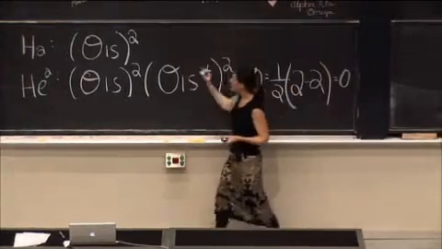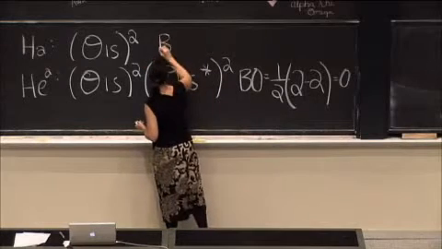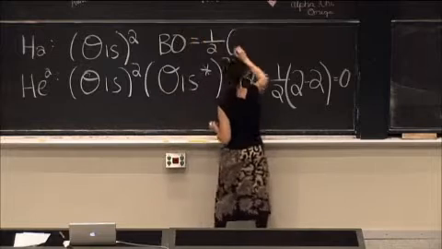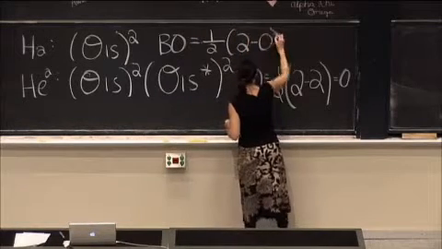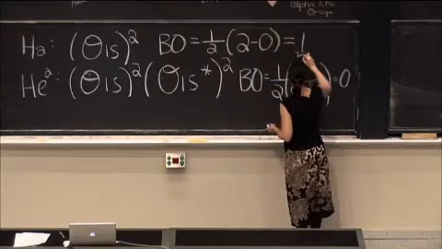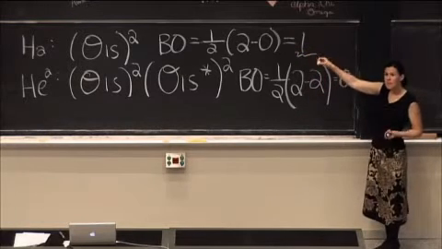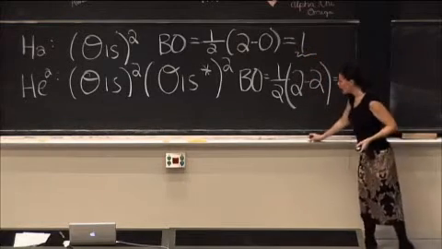Let's look at hydrogen. For hydrogen, our bond order is going to equal 1/2 times 2 minus 0. So we would predict a bond order of 1. What kind of a bond is a bond order of 1? Yeah, we'd expect to see a single bond in hydrogen.